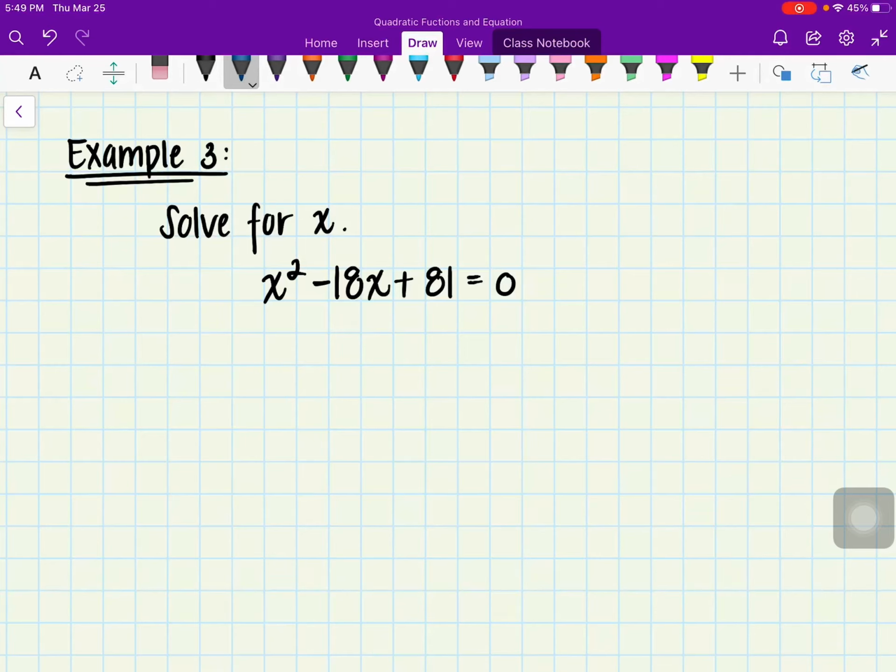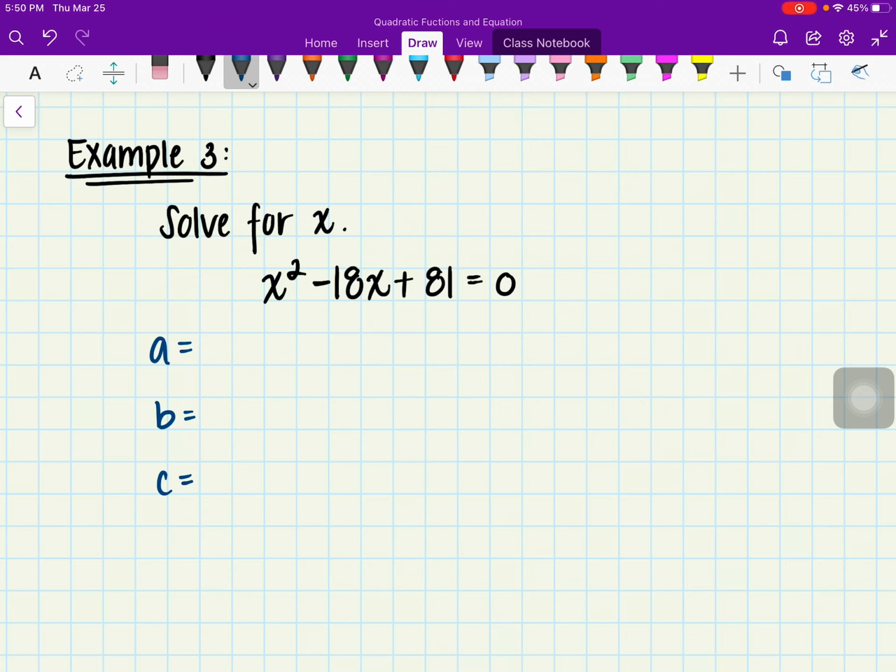All right, let's go ahead and get started here on example 3. Example 3, we're asked to solve for x, and we have the quadratic equation x squared minus 18x plus 81 equals 0. Now, we're going to go ahead and use factoring using the diamond method. So our first step here is to identify our a, b, and c value.